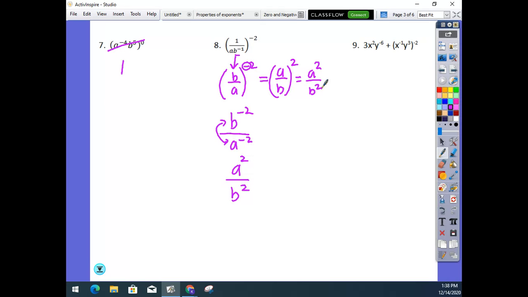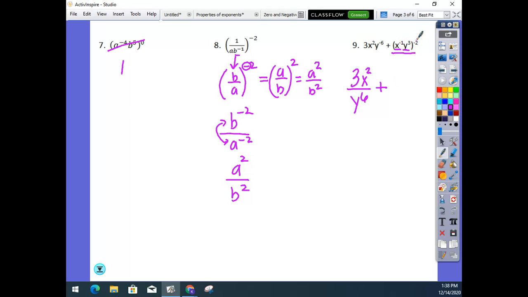All right, number 9 is kind of different. First, I always need to distribute any parentheses that we need to simplify first. So I'm just going to bring this down. Oh, I'm going to put my y to the -6 in the bottom, plus power of a product. So I'm just going to do power, give each one its own outside exponent.